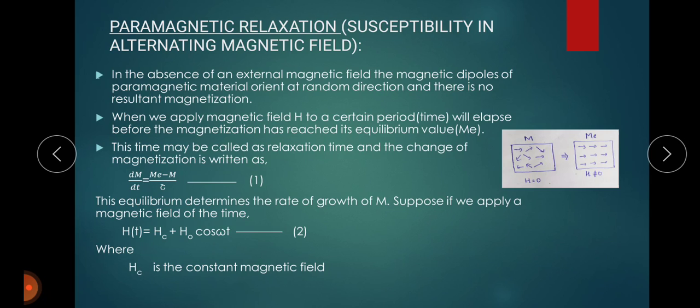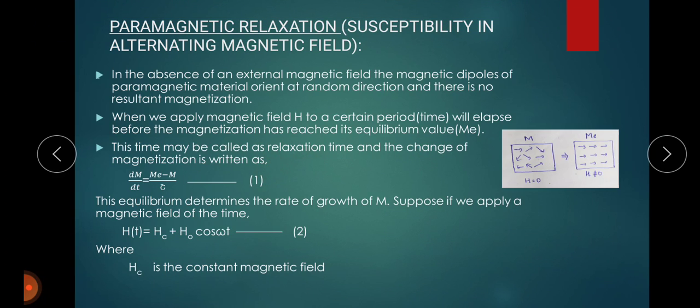Next, suppose we apply a magnetic field H. A certain period of time t will elapse before the magnetization has reached its equilibrium value, known as Me, where Me is the equilibrium value of the magnetization. This time is called the relaxation time, which is indicated by the letter tau.